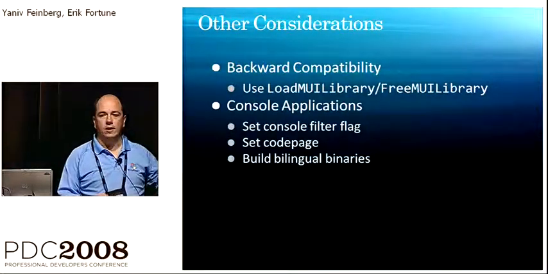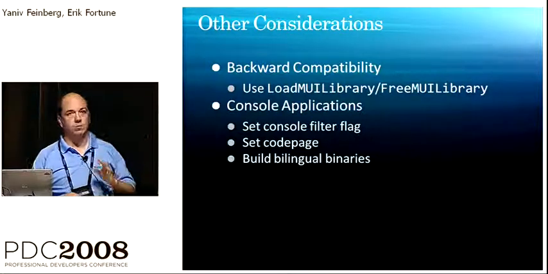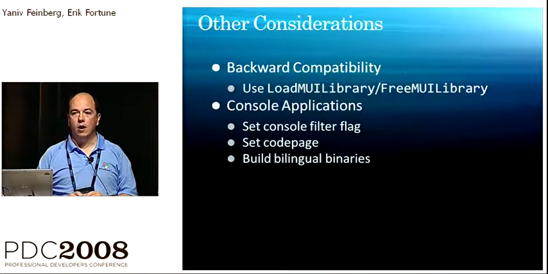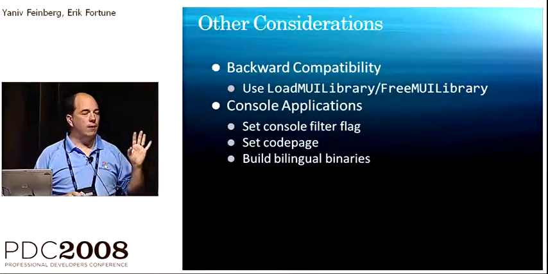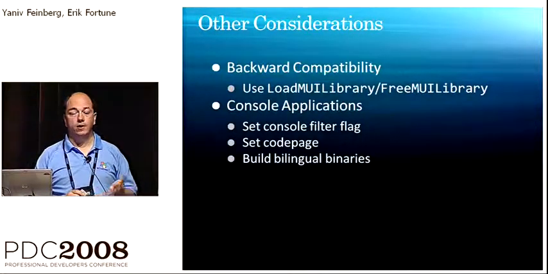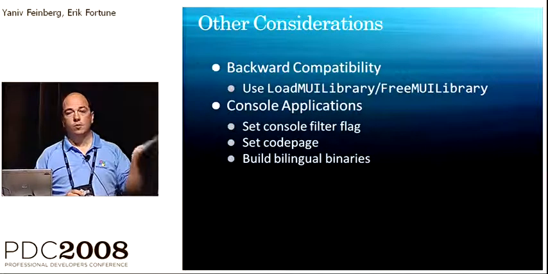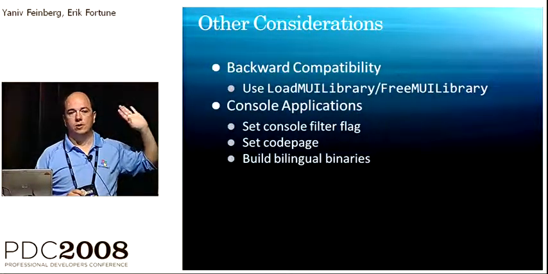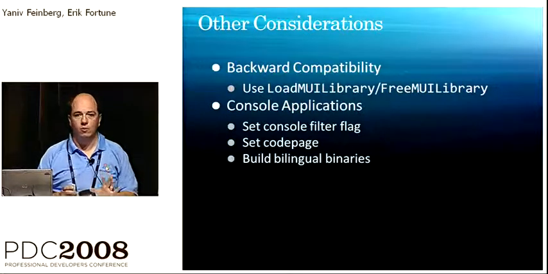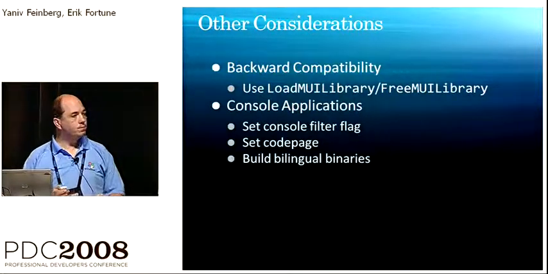And then it's generally a good idea because of that, because the language on the system might not actually possibly be displayed in the console. For console apps, we generally recommend building a bilingual binary, with the resources in the main file for some language that you know will display in the console, so that you always have resources regardless of what's installed.